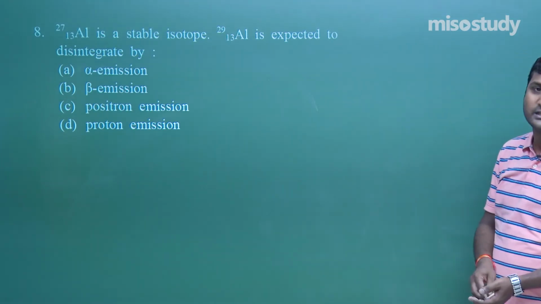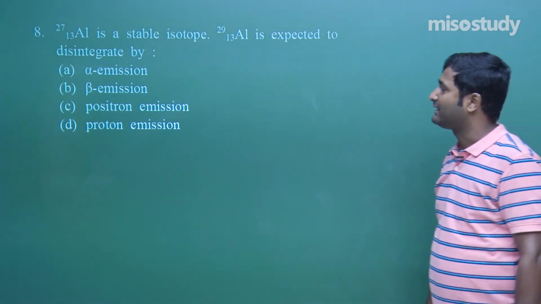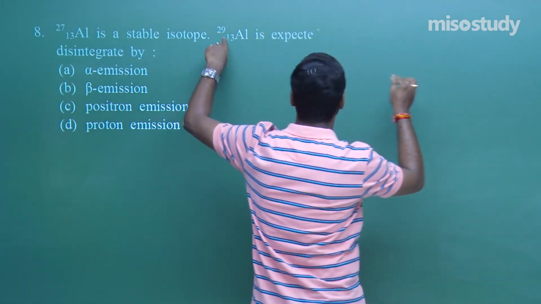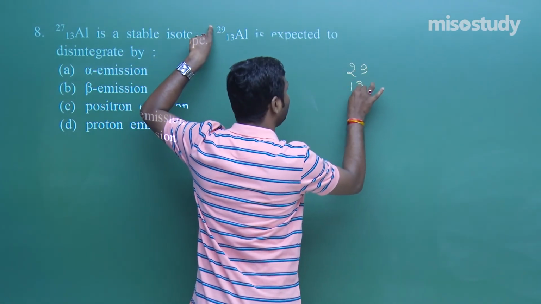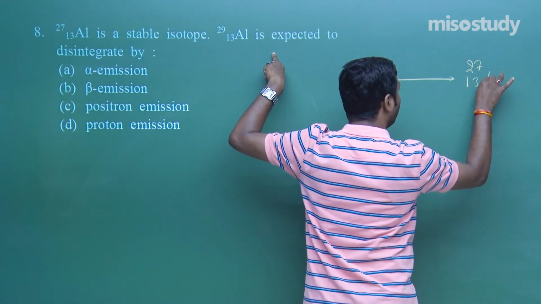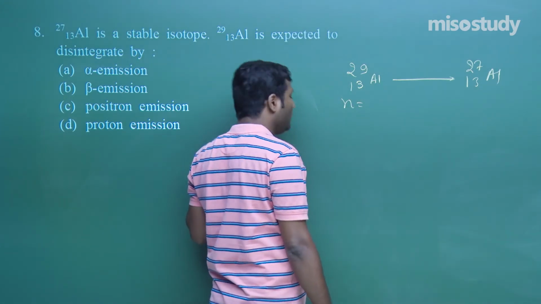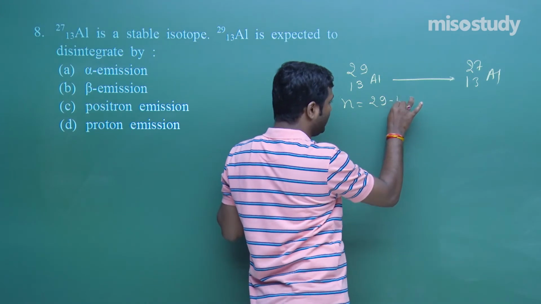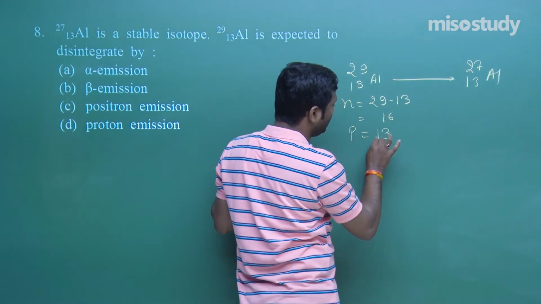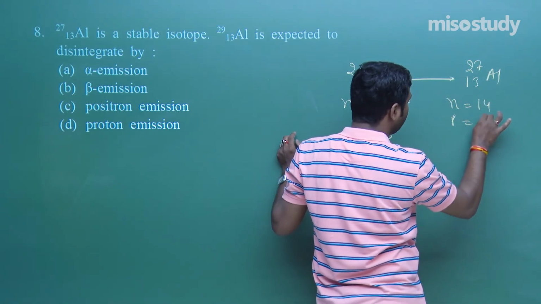27 13 Al is a stable isotope. 29 13 Al is expected to decay. Look, in this case 27 13 Al is the stable nucleus, and 29 13 Al is going to convert into 27 13 Al. Now check out the N. N here is 29 minus 13, that is 16, and P here is 13. For the stable one, N is equal to 27 minus 13, that is 14, and P is equal to 13.